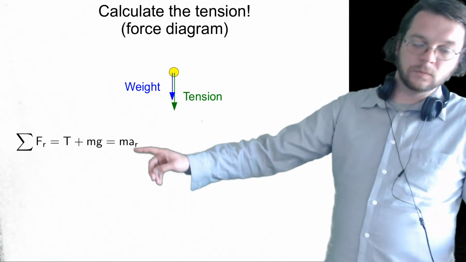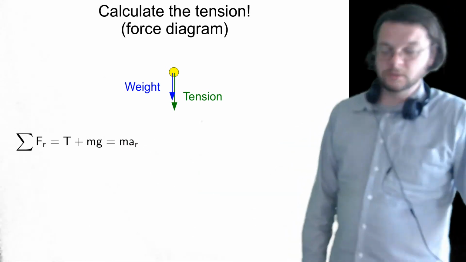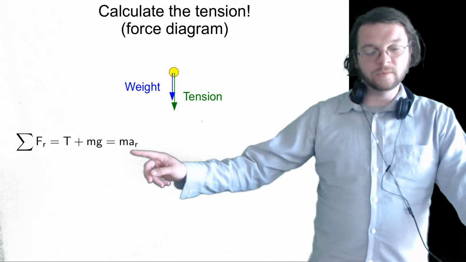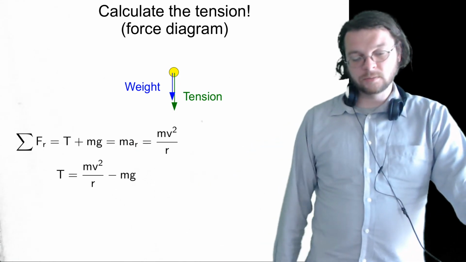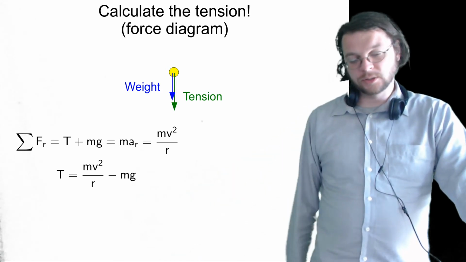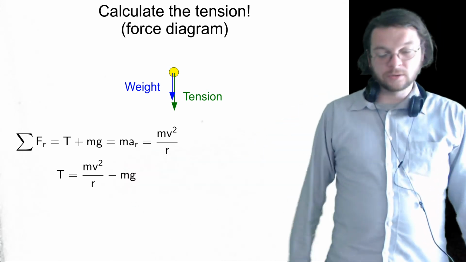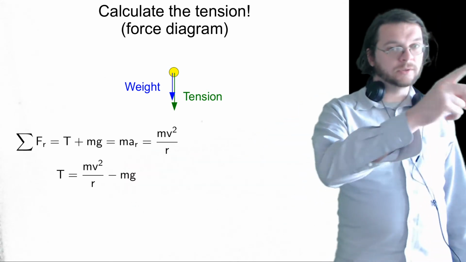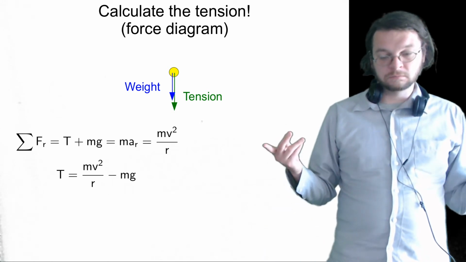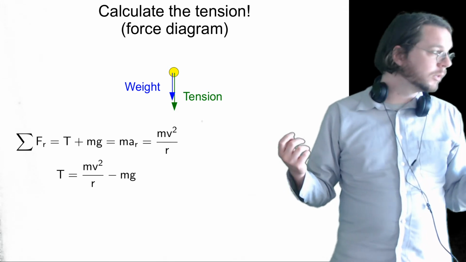And because we're moving in a circle, the acceleration is v squared over r. So if we wanted to calculate the tension, we would say the tension is mv squared over r minus mg. Which is interesting, because for some values of v, that would give you a negative tension. Is it possible, folks at home, for strings to have negative tension? Let's think about this for a second.